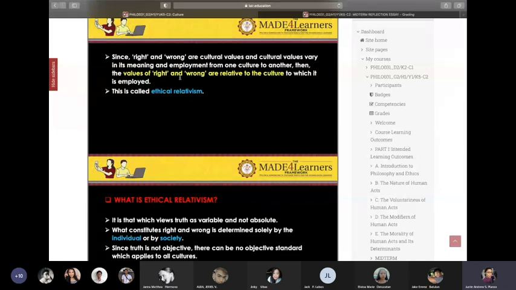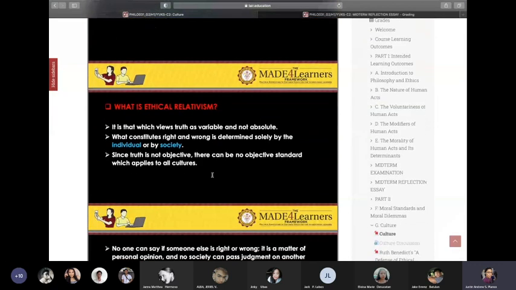Since we are speaking here specifically of ethical values, right and wrong, this will lead us to the notion of ethical relativism. The meaning and employment of moral and ethical values of right and wrong differ from one culture to another. That is ethical relativism, and this is a very important concept in the study of ethics. What is ethical relativism? Ethical relativism is the view that truth is variable and not absolute. In specific, moral truth is variable and not absolute.